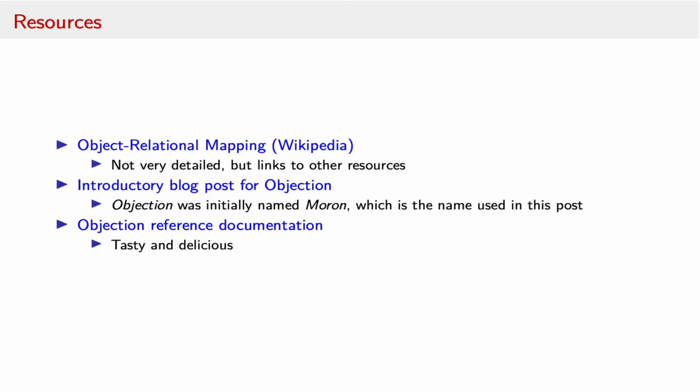Here's some links. There's some more information about object-relational mapping on Wikipedia. If you want to take a look at that article, it's not super great itself, at least the last time I looked at it, but it links to other resources. If you want to learn more about objection, it was originally introduced under the not-so-delightful name Moron, but there's a pretty good blog post about what goes on under the hood in objection that's linked there. And then the objection reference documentation is really nice. In the last nine or ten months, the author of the package has updated all the documentation, so it's a really nice, pleasant format to read, tons and tons of great examples, and it's got some really nice searchability.